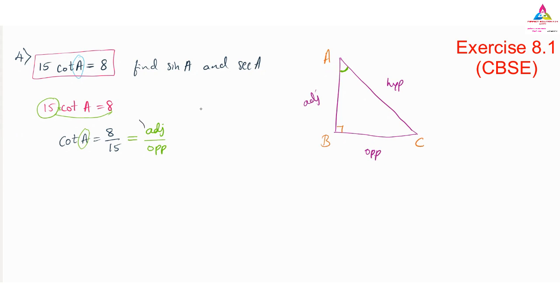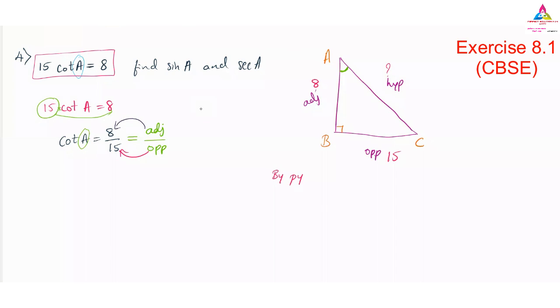So adjacent value is how much? 8. Because in place of adjacent we have 8. So I will write down that adjacent value as 8. And also the opposite value is 15. So in the opposite place I will write down 15. Now we have to find the hypotenuse. That is the only one thing we have to find. If you find that hypotenuse, then we can find the rest very easily. So again we have to go for the Pythagoras theorem.